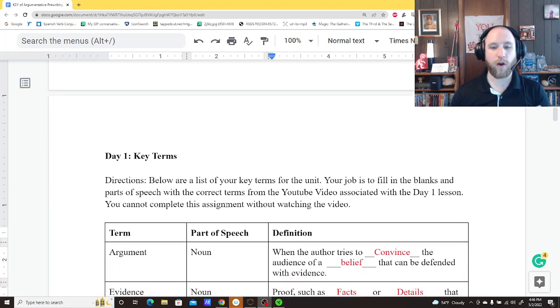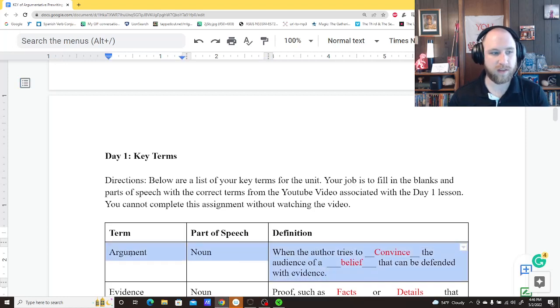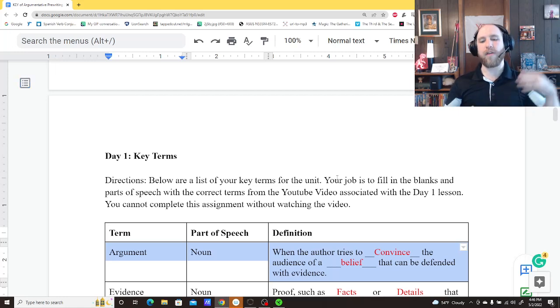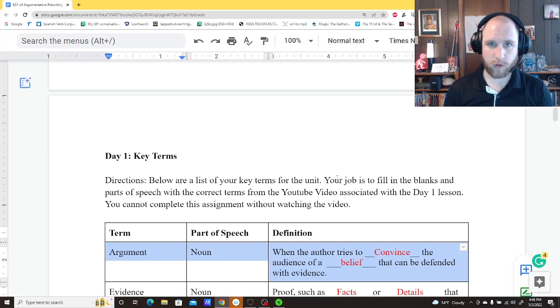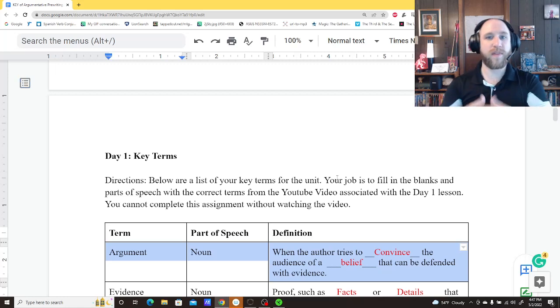Very basic, right? An argument is when the author tries to convince the audience of a belief that can be defended with evidence. So it is rooted in opinion and belief. An argument is when the author truly believes something. They say, this is the thing that I'm arguing for. And they're convincing you, the audience, of their belief with evidence. Okay? So an example of an argument might be, you should buy an electric car instead of a gas car next time you're buying a vehicle because it's better for the environment. That's an argument, right? They believe that, they have evidence to back it up, and they're going to try to convince you to make that change.